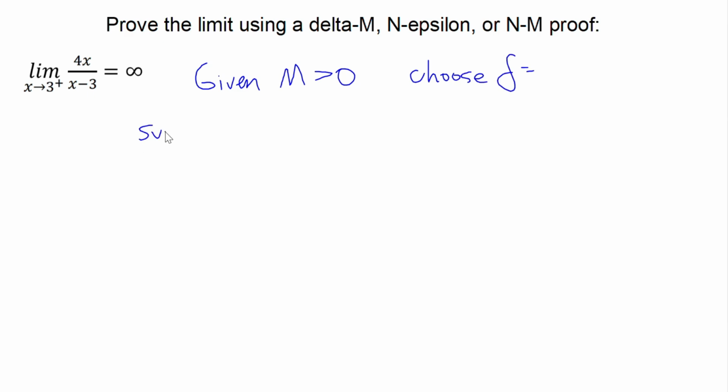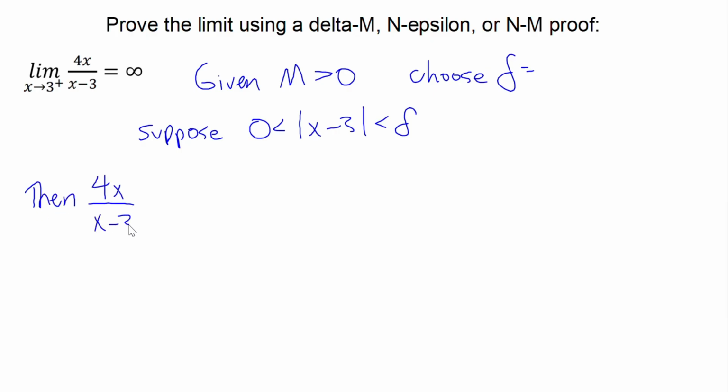Supposing the same thing as usual, suppose that 0 is less than the absolute value of x minus 3 is less than delta, right? Then we need to show that our function, and not the absolute value of our function, just our function, 4x over x minus 3, is always greater than something.